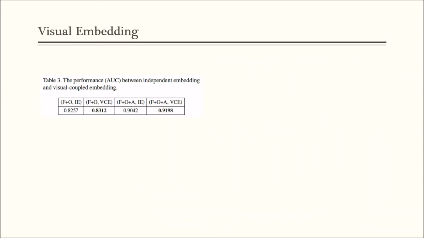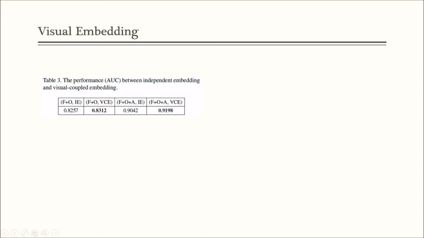Then, we evaluate visual embedding by comparing models between independent embedding and visual couple embedding. The result shows that the visual couple embedding network can outperform the independent embedding network. This is because it can learn the spatial correlation between raw image and audio flow.